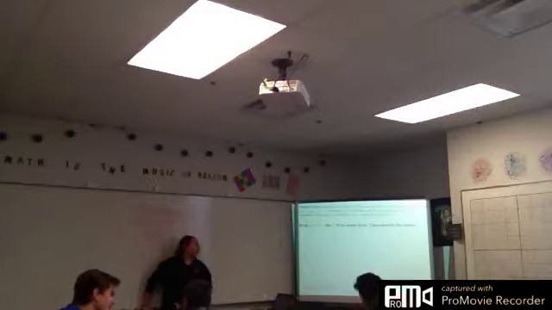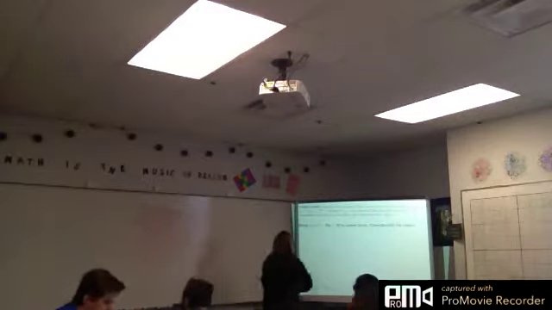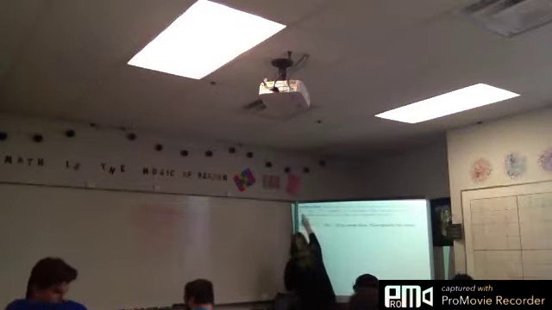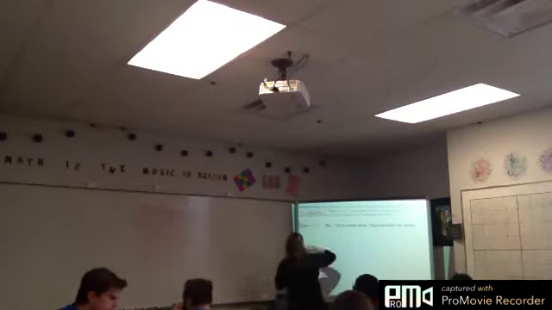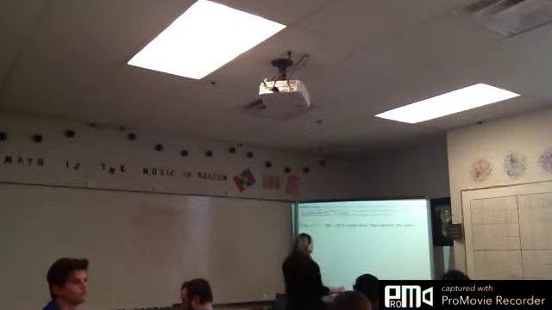So, vertex form is in this form right here: y equals a times x minus h squared plus k, where h and k are my vertex.